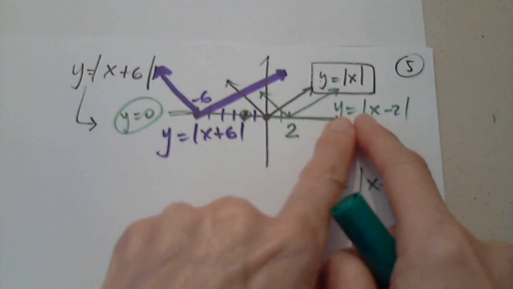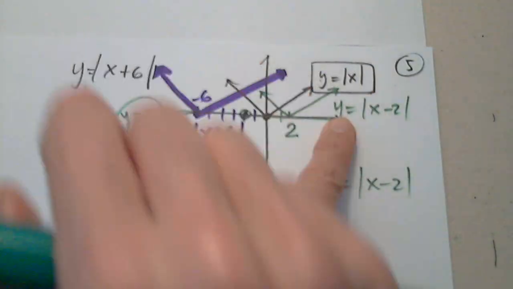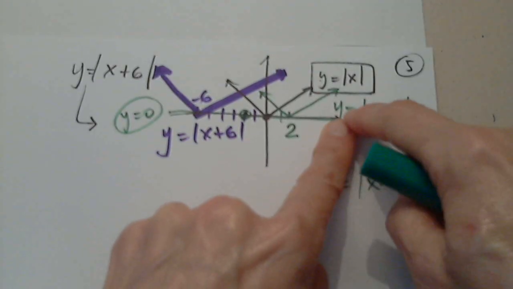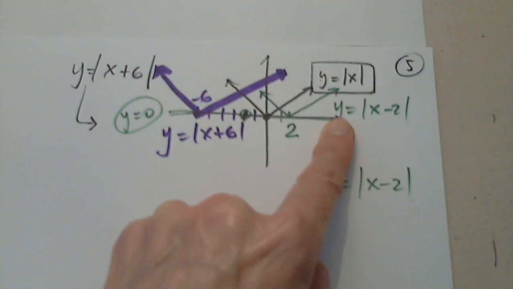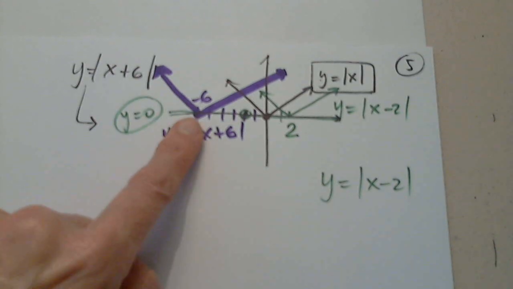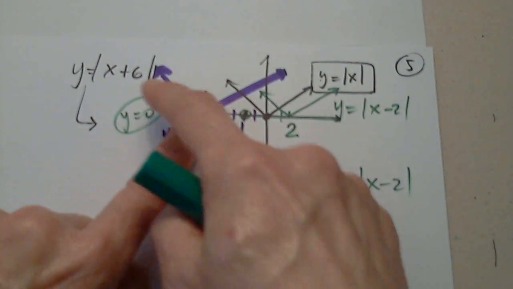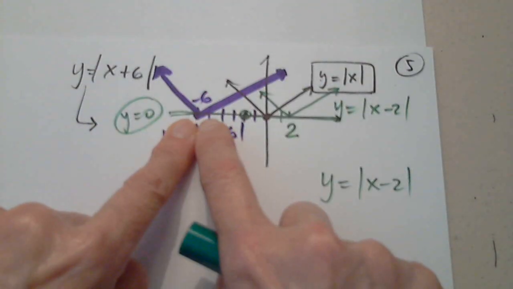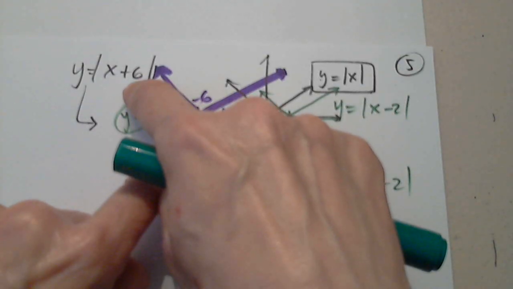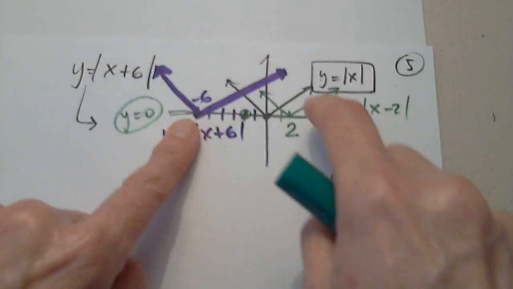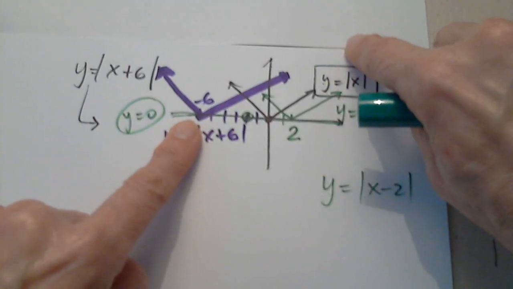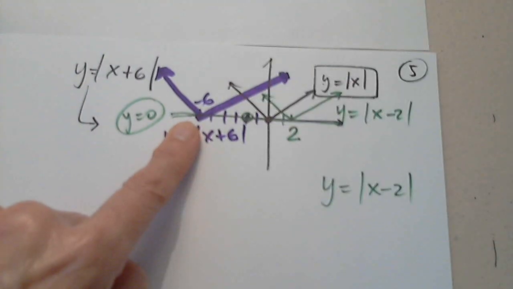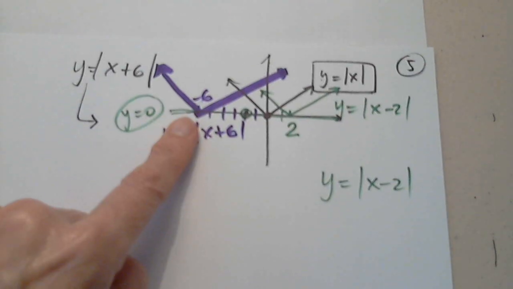If you want to move it to 6, 6 plus 6 is not 0. So this point, 6 comma 0, is not on this graph. But this point is. When you plug in -6, you get 0. But when you plug in 6, you get y equals 12. So you get something that is not on the x-axis.